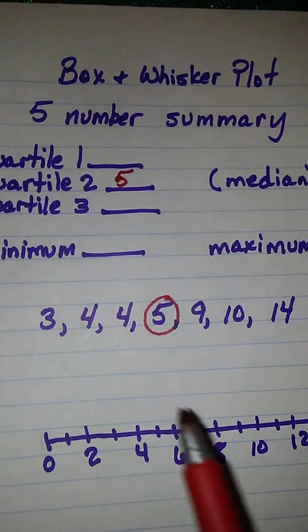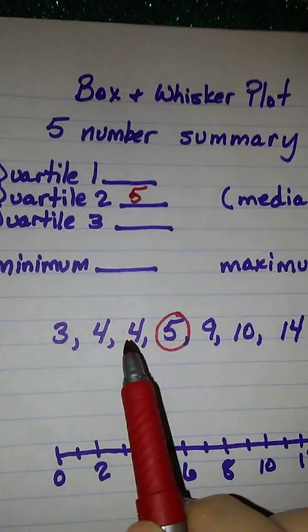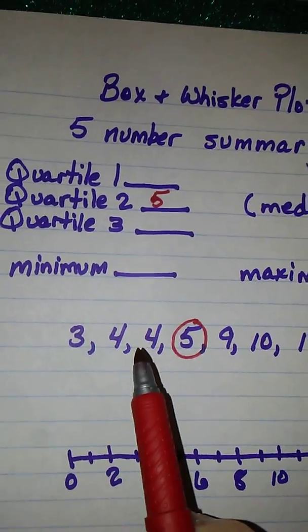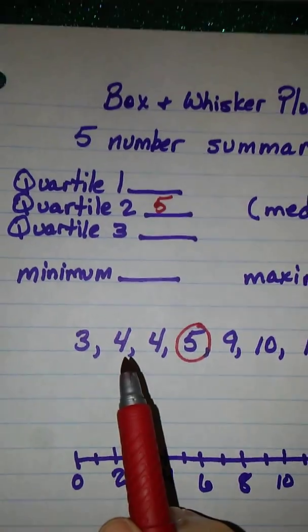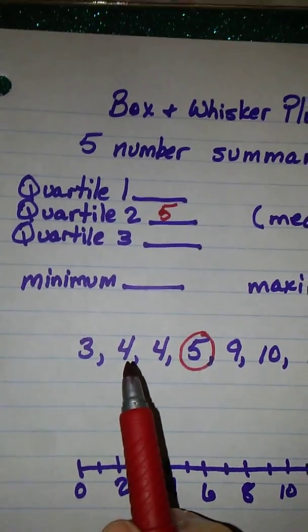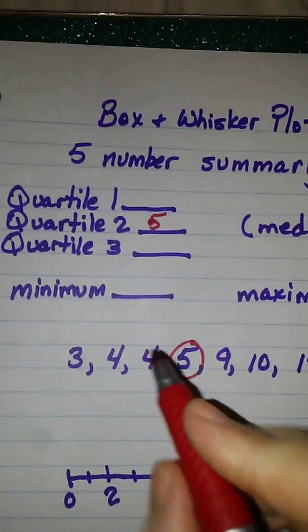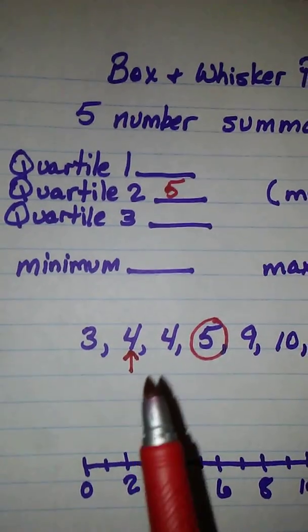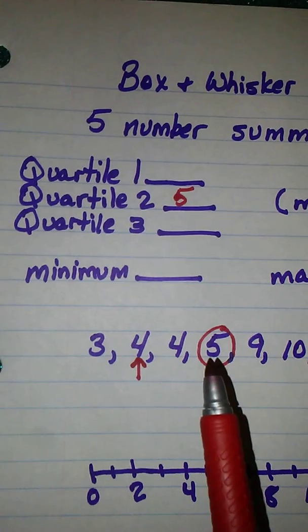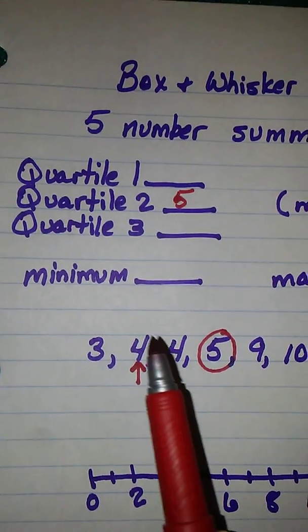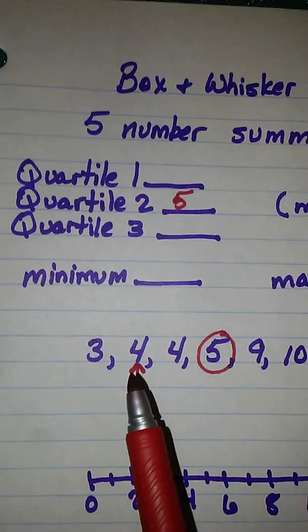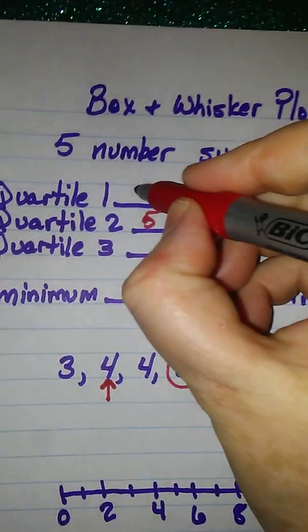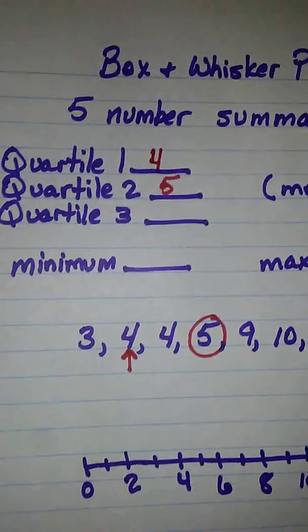Now we're going to look at the numbers to the left of the median, which are 3, 4, and 4. I'm going to find the number that's in the middle, which is another median, and we're going to call that quartile 1. I look again at the numbers to the left of the median, 3, 4, and 4, and the number in the very middle is 4. So I'm going to put that right here where it says quartile 1.